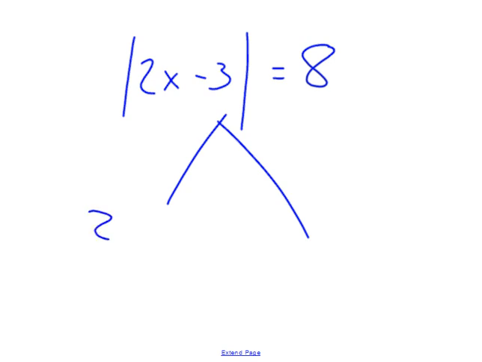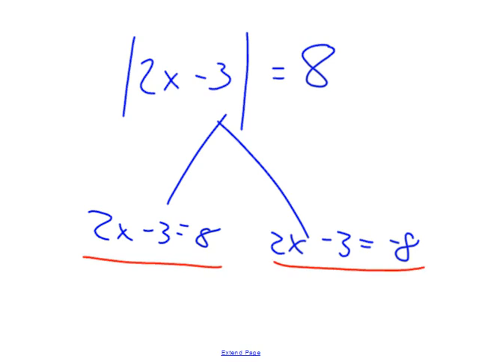Separate in two equations. 2x minus 3 equals 8. And 2x minus 3 equals negative 8. Key there, this and this are identical except for one thing. What? That little negative. That's the only difference between those two equations. Okay? Would you please take a moment and solve these two equations? I'm going to pause for a second while you do that.